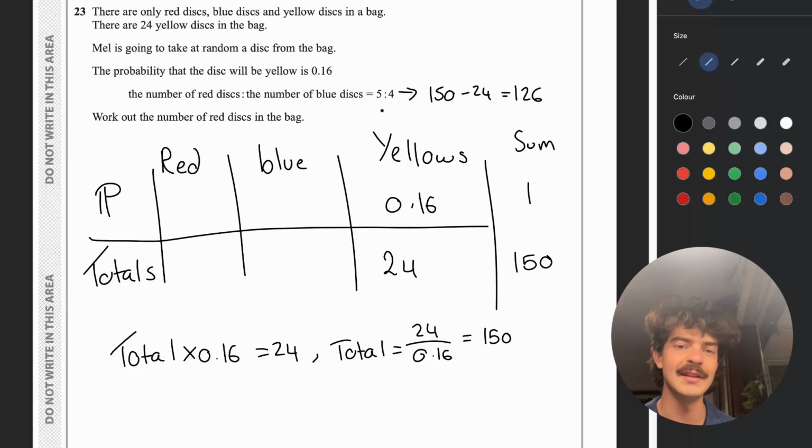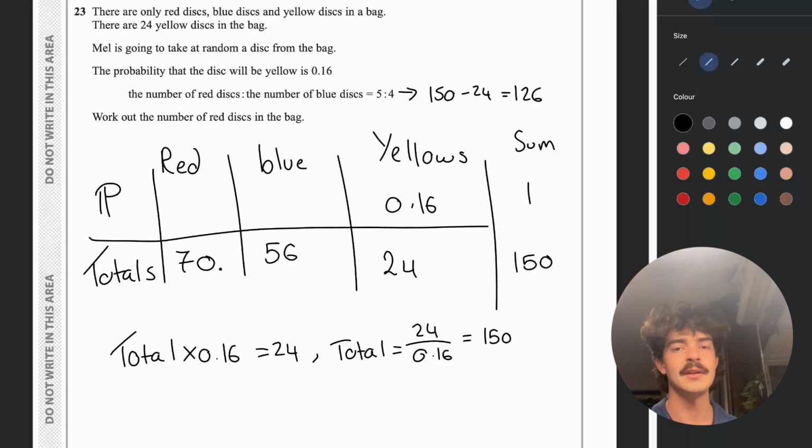Now you can work out these individual parts by dividing by the total of the ratio, 9, and then multiplying by 5 and 4 respectively. So let's do that. 126 divided by 9 equals 14. So each part is 14. Then multiplying by 5 and 4 gives 56 and 70.